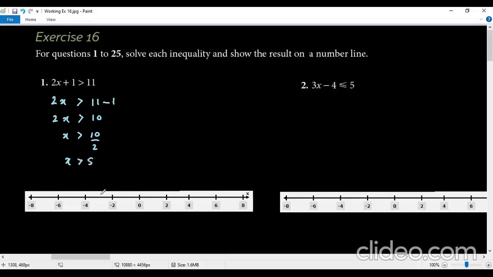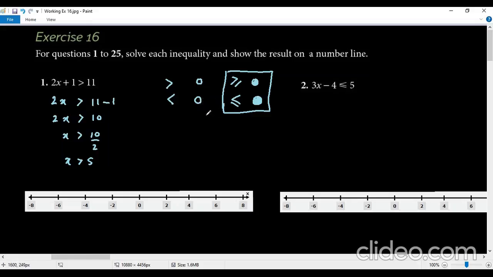Now, how to put this on a number line? Always remember, whenever you have greater than or less than, your circle is going to be empty, for both of these. In case you have greater than or equal to or less than or equal to, in these two cases your circles are going to be filled. Please be reminded about this fact. This is the identification of less than and greater than, and the filled one is for less than or equal to, or greater than or equal to.